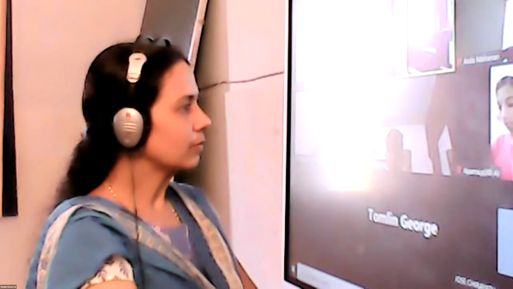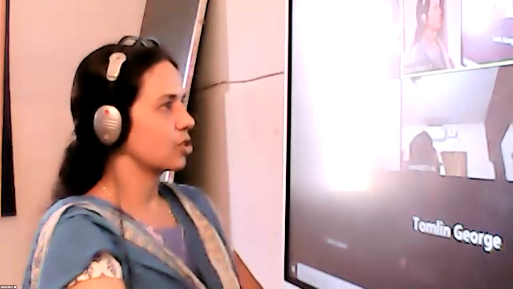So suppose you are given a function f of x, you have to check whether it is increasing or decreasing. For that, what will you do? We have to find... Aparna, when do you say function is increasing? Ma'am, when f dash of x is greater than 0, it is an increasing function.